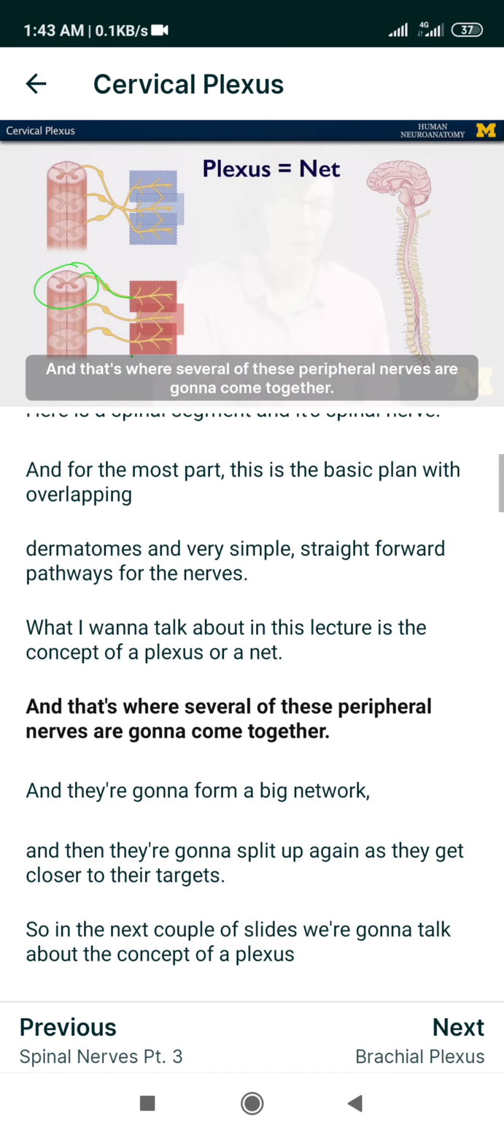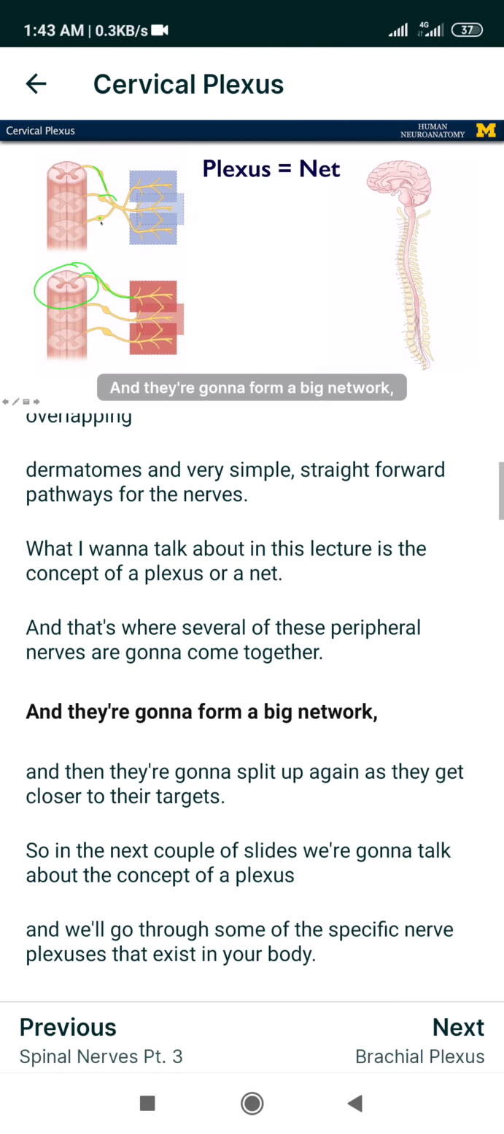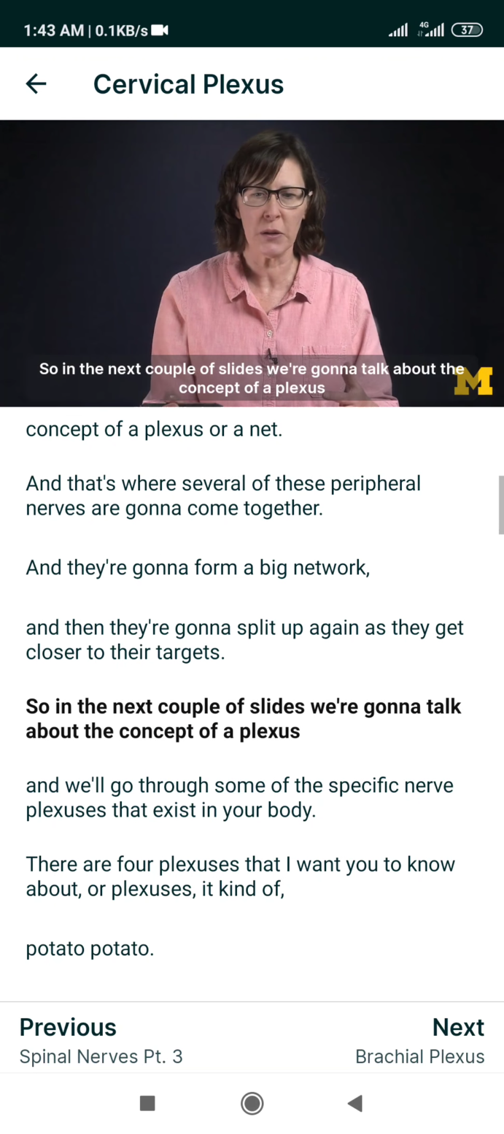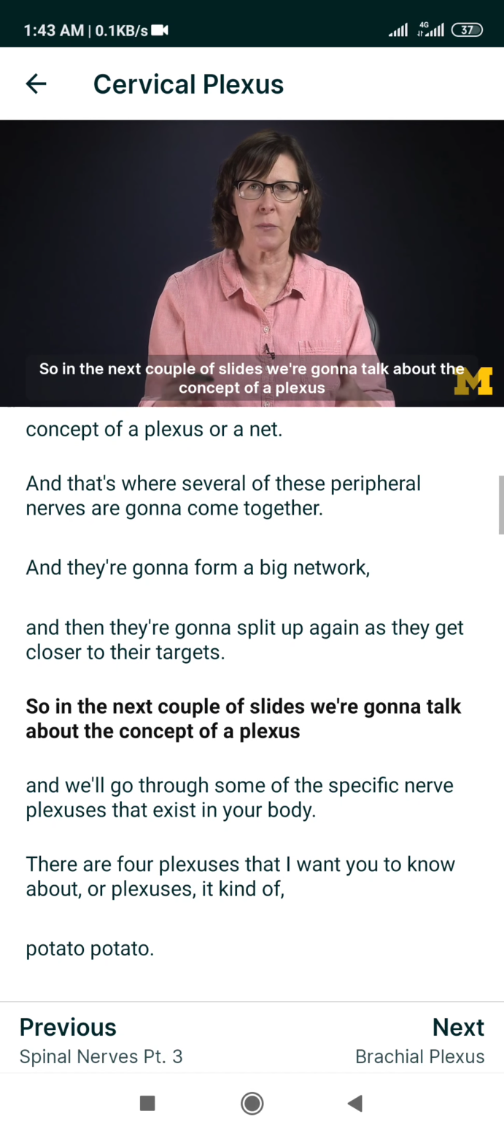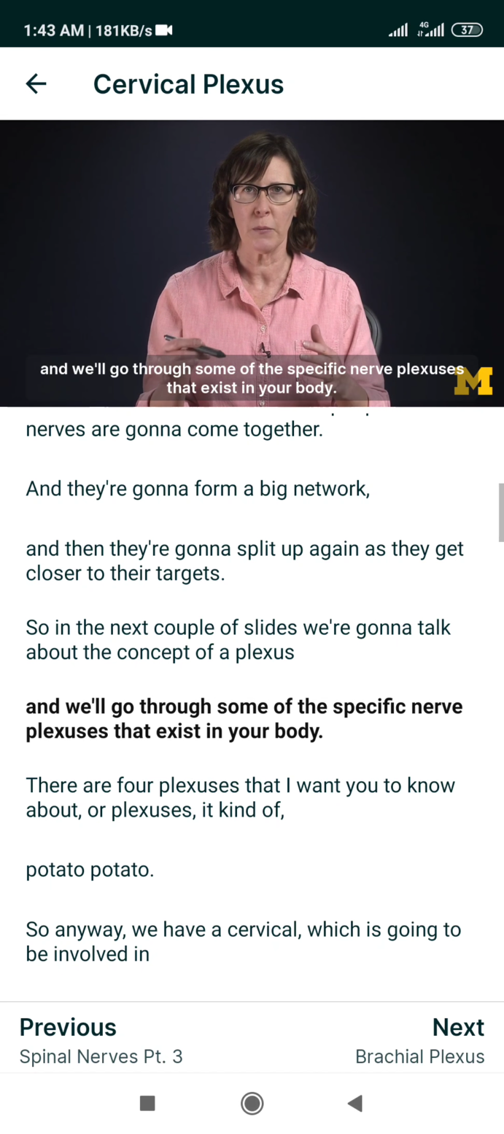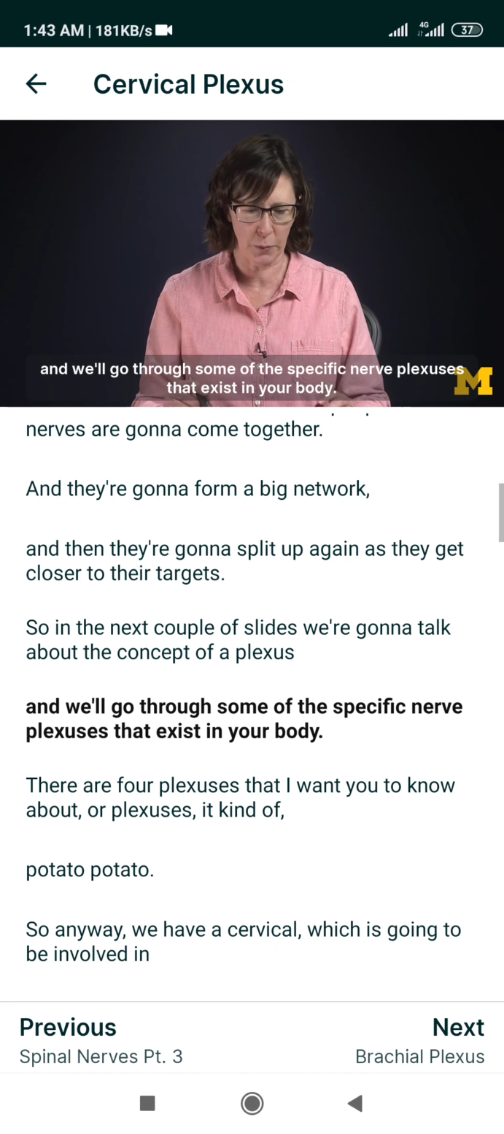That's where several of these peripheral nerves come together and form a big network, and then they split up again as they get closer to their targets. So in the next couple of slides, we'll talk about the concept of a plexus, and we'll go through some of the specific nerve plexuses that exist in your body.